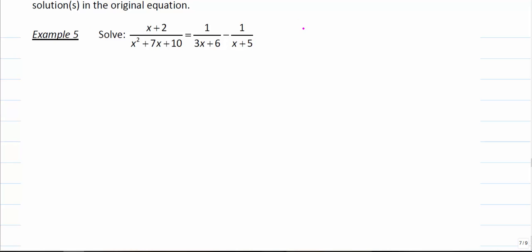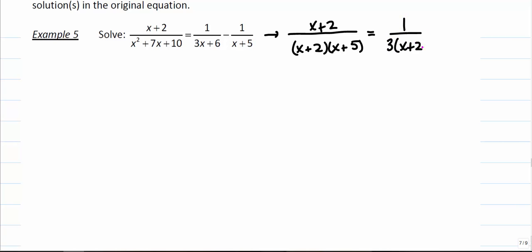Again, I'm going to look at this problem in terms of it being all nice and factored. So x plus 2, x plus 5, there's x plus 2, equals 1 over, I can factor out a 3, that would be x plus 2 minus 1 over x plus 5.